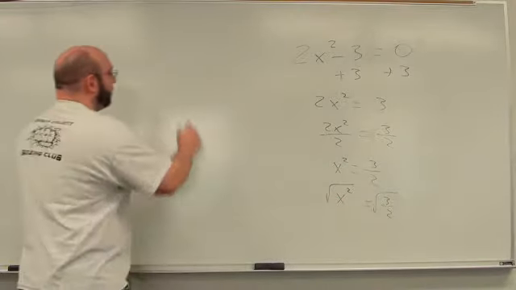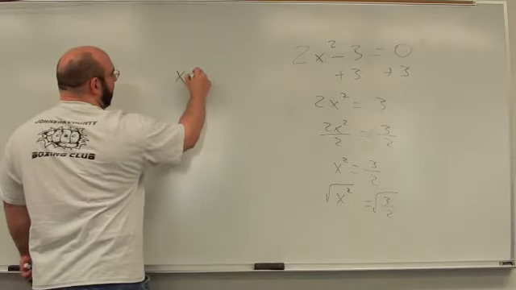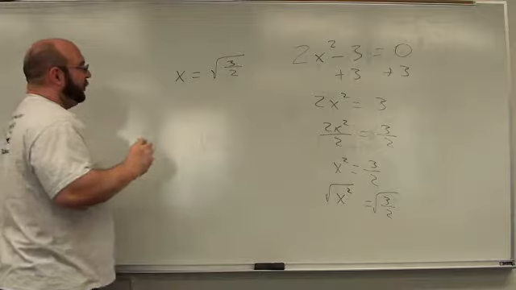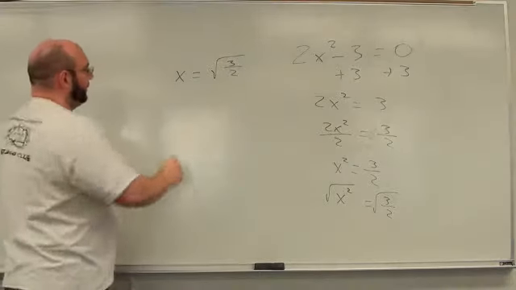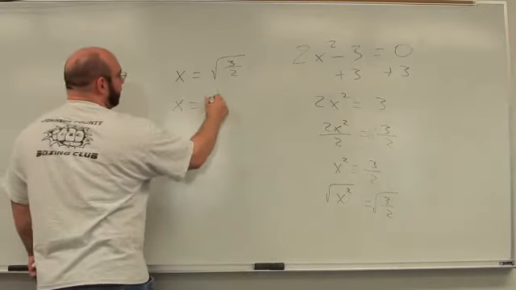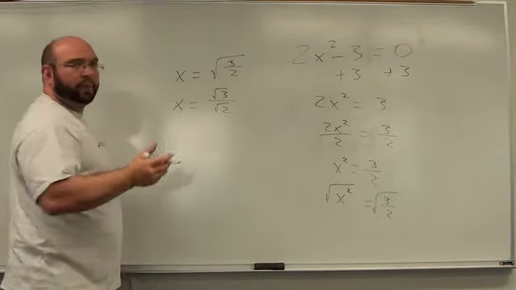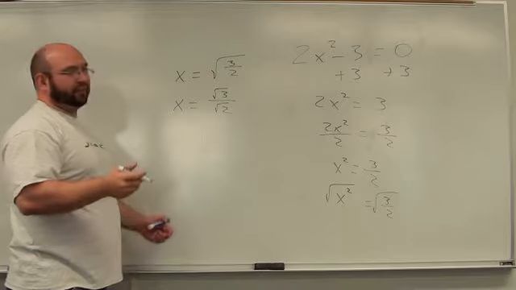So essentially, x is equal to the square root of 3 over 2. Now, here's the deal. I want you to recognize that this is the same thing as saying the square root of 3 over the square root of 2, if we remember going back to our rules on radicals.